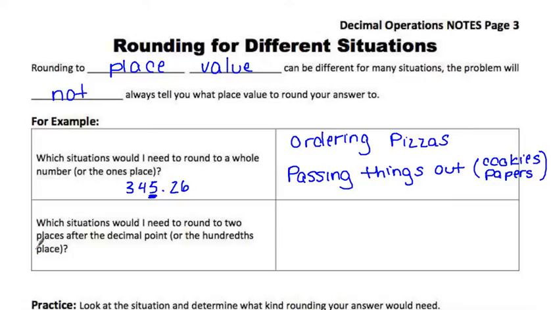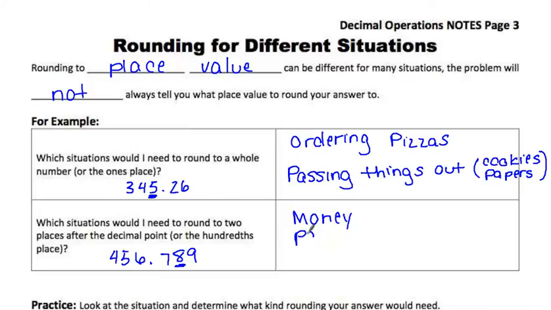It's better to bring 8 cookies for your 8 friends so you don't have to break them up. This one here, it says, which situation would you need to round to the 2 places after the decimal point, or the hundredths place? So if we do an example of that, 456.789, the hundredths place is right there. And examples of those would be money. That's the place value that we always cut off money to. We always cut off money to the hundredths place.